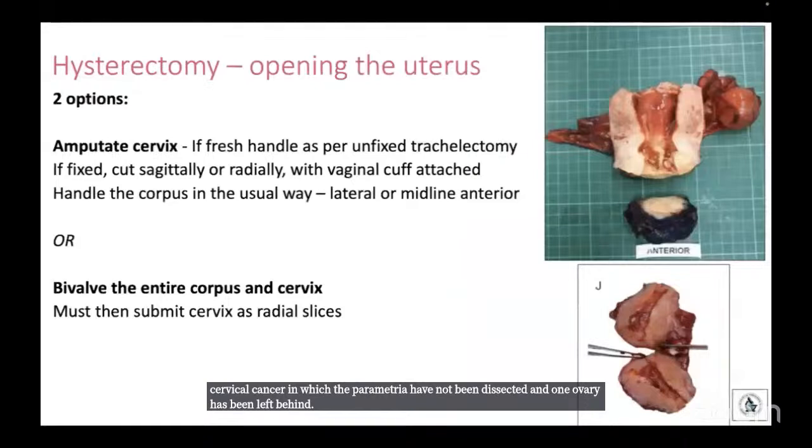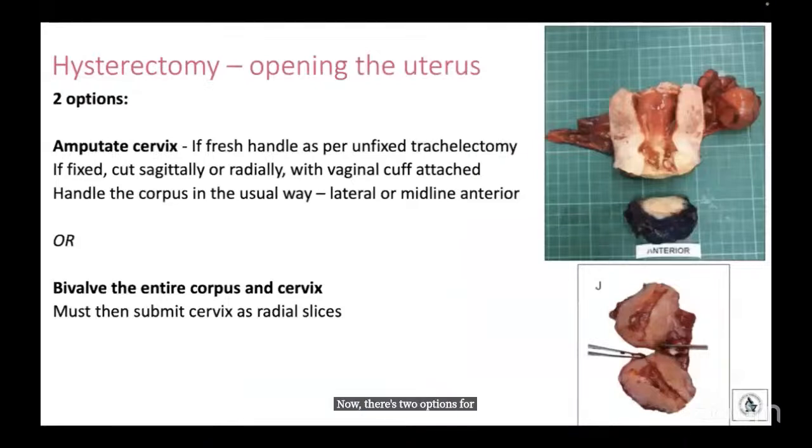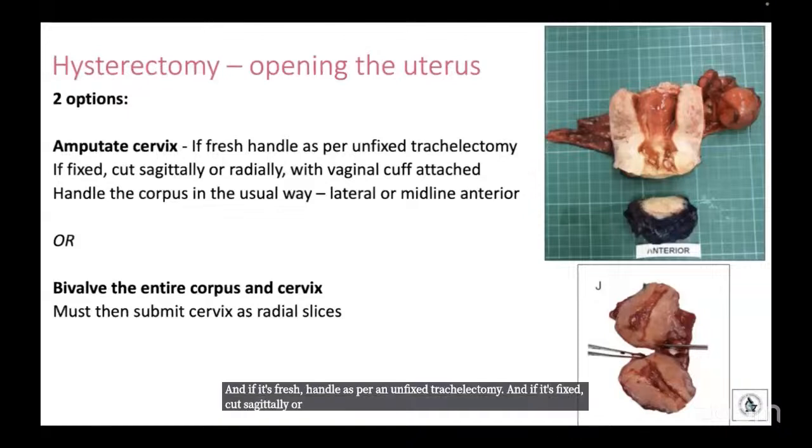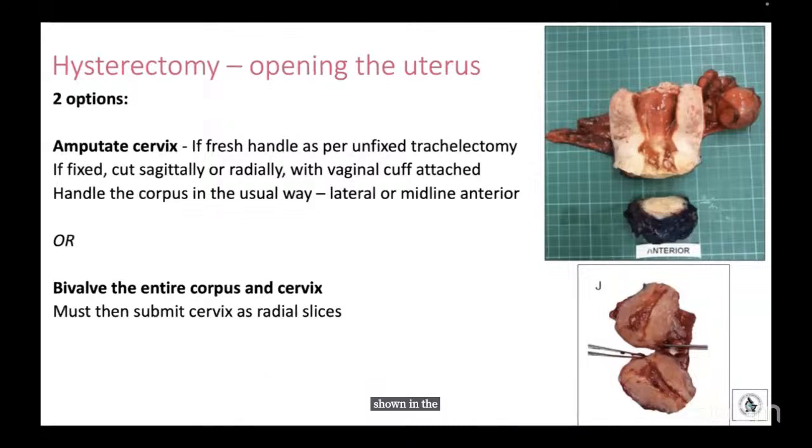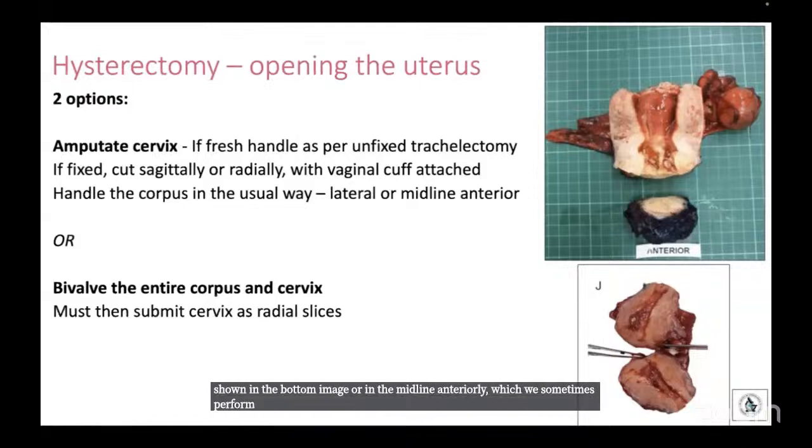Now, there's two options for opening the specimen. You can amputate the cervix, and if it's fresh, handle as per an unfixed trachelectomy, and if it's fixed, cut sagittally or radially, and then handle the corpus in the usual way. And this means opening it either laterally in the midline, as is convention shown in the bottom image, or in the midline anteriorly, which we sometimes perform in the top image.